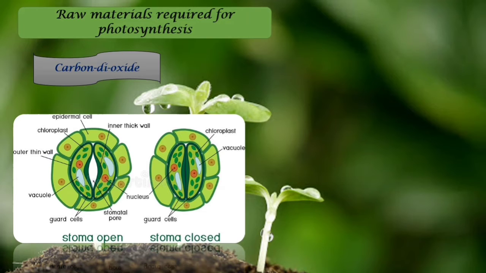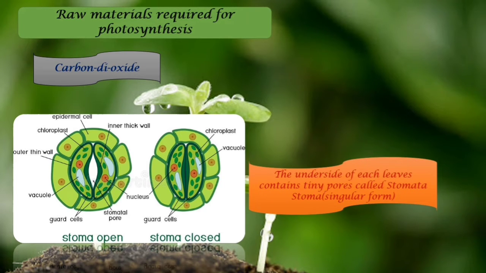The leaf takes in carbon dioxide, and you have minute pores underneath the leaf. That particular pore is called a stoma, and the plural form is stomata. The underside of each leaf contains tiny pores through which air is taken in and given out.